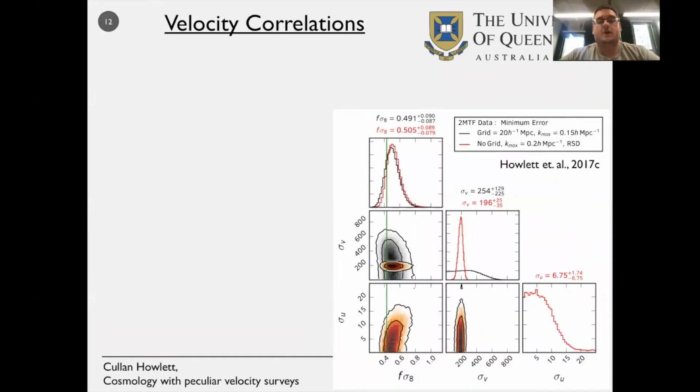To jump straight to the punchline, here are the results we get from fitting that data. In red and black here, I'm showing the constraints on the growth rate of structure, in this top panel, from the 2MTF survey. The differences between the red and the black are just in how you deal with nonlinearities in the velocity fields. The takeaway is that regardless of what method we use, we find consistent results. And in both cases, we find results that are consistent with the prediction from general relativity, which is shown in the green vertical line.